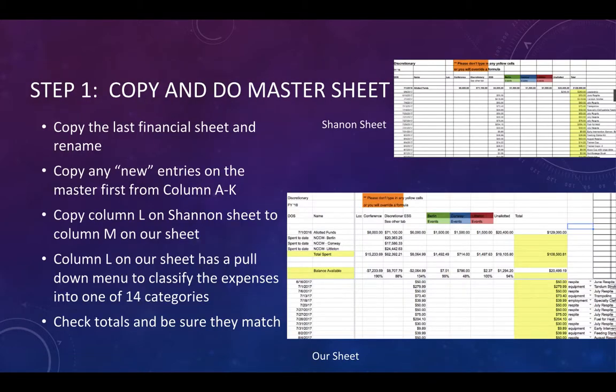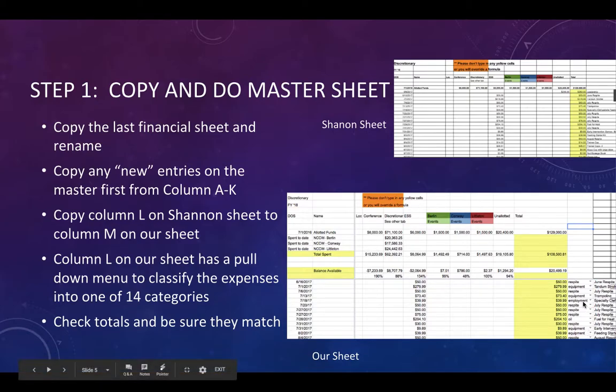So the next part is to copy the last financial report that we did, that spreadsheet, and rename it so that it's for the new month. Then look through, you may want to arrange by date, so sort by date Shannon's sheet, and copy any new entries on the master first from these columns up through the yellow, and then separately you want to copy this column into this column. You'll notice there's a new column that appears on our spreadsheet.